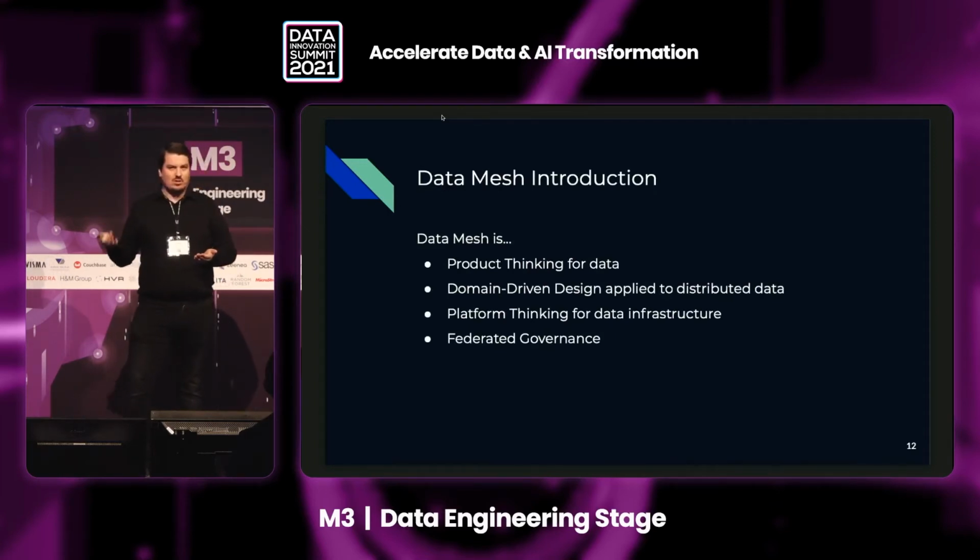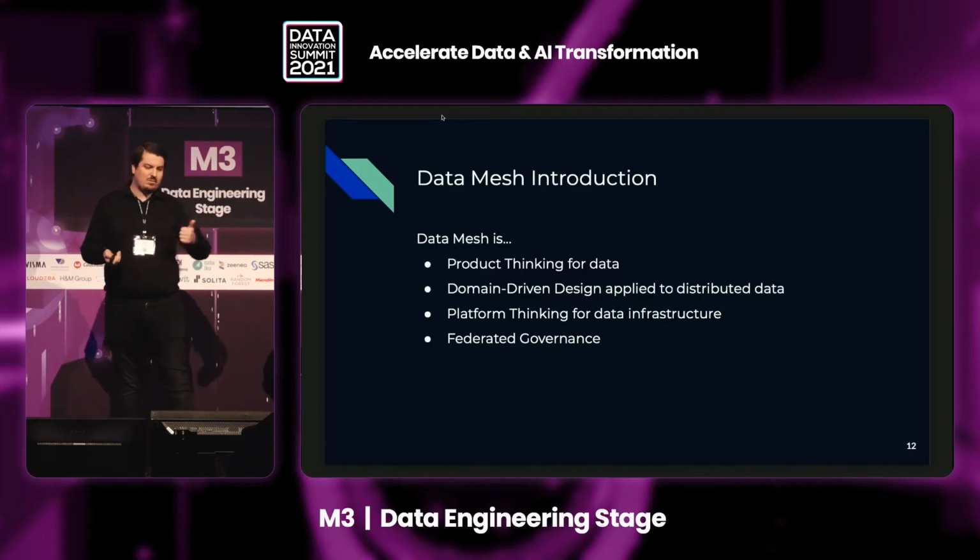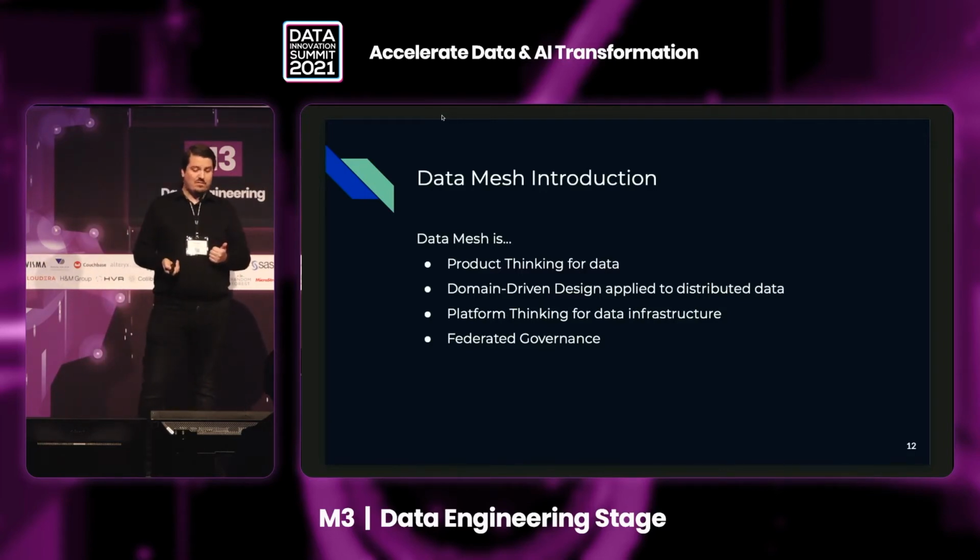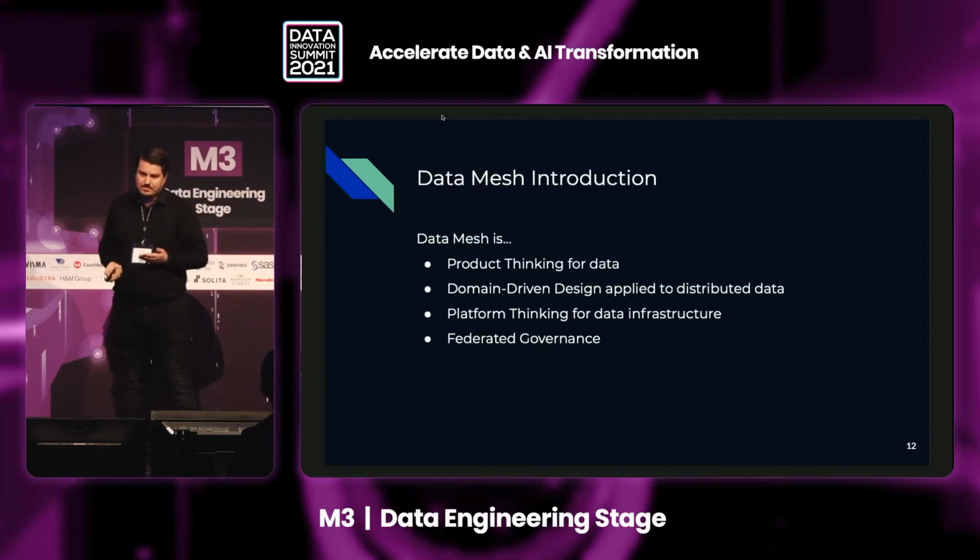Data mesh consists of 4 major pillars, and these are the key parts that I will now be introducing one by one. The first one being product thinking for data, followed by domain-driven design applied to distributed data, platform thinking for data infrastructure, and lastly, federated governance.